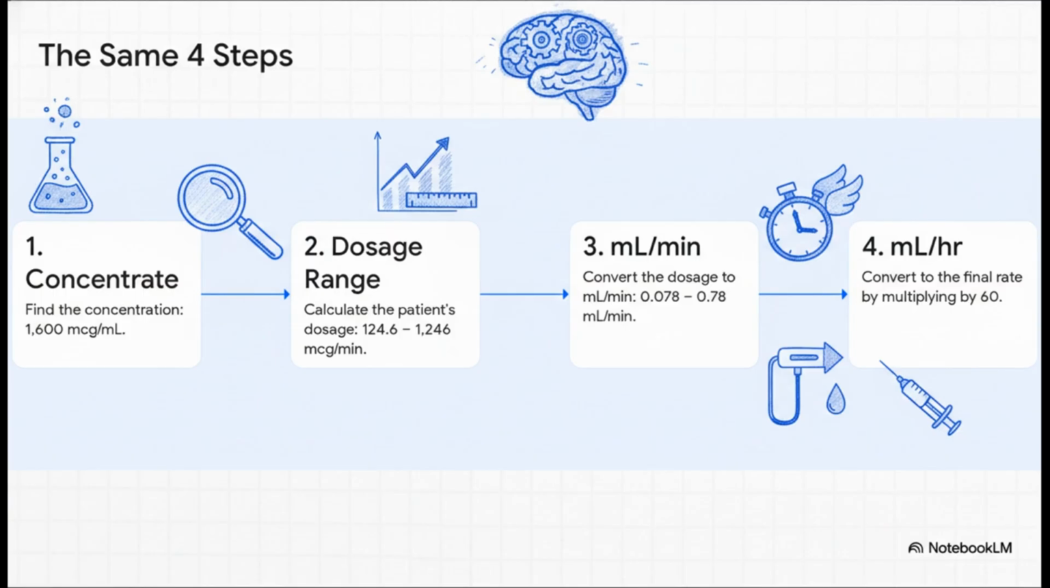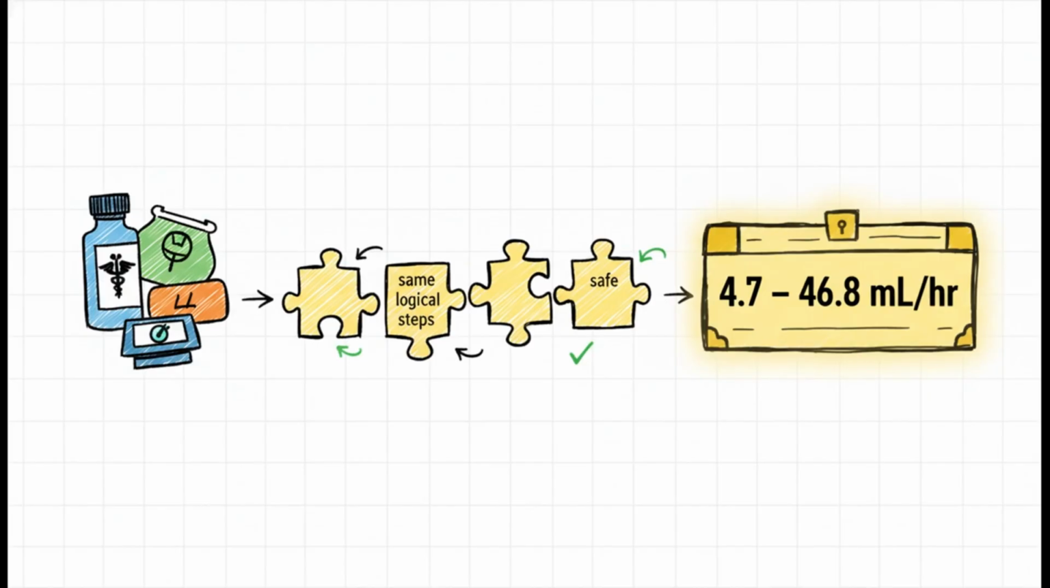Done. Next, we calculate the patient-specific dosage range. Then, we divide by our concentration to get mLs per minute. And finally, multiply by 60 to get our mLs per hour. The process doesn't change one bit. And boom, there's our answer. The final range for our second problem is 4.7 to 46.8 milliliters per hour. By following those same logical steps, we navigated a totally different set of numbers and landed on another safe, accurate answer. It's a system that works.